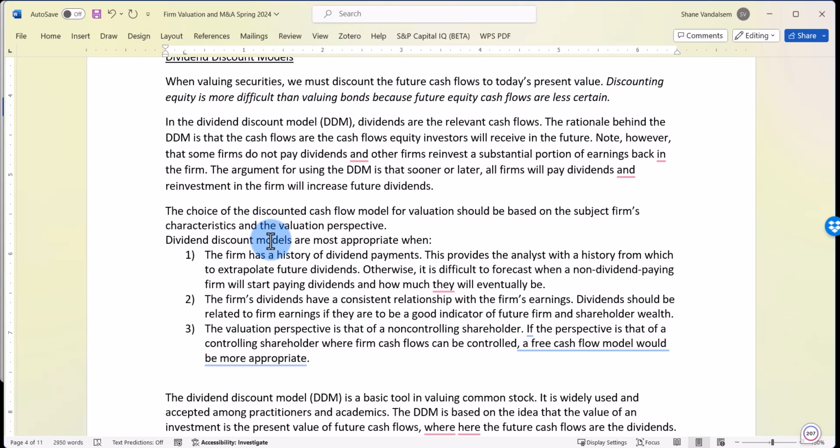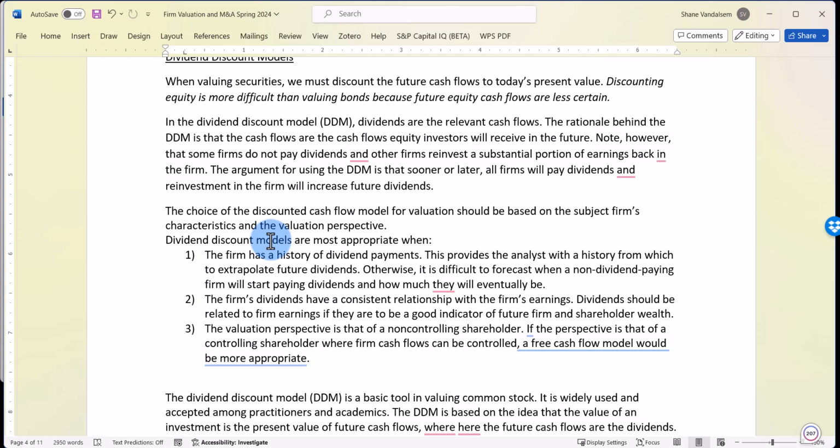The second point I have here is that the firm's dividends have a consistent relationship with the firm's earnings. And so that's what we want to see if we're going to use the dividend discount models. We want to see that as earnings rise over long periods of time, the dividends also follow suit. Dividends should be related to the firm's earnings if they are to be a good indicator of the future firm and shareholder wealth. The third point here, the valuation perspective, is that of a non-controlling shareholder.